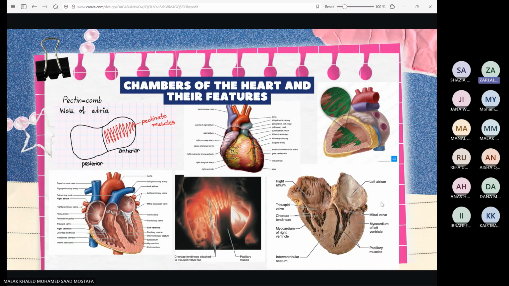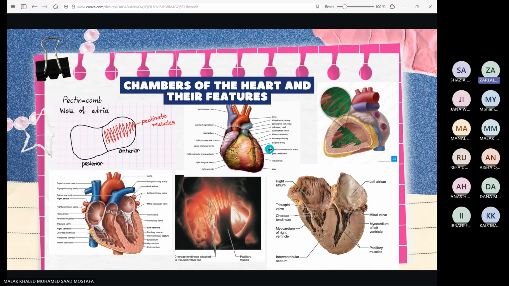This looks a bit chaotic, but we'll start off with the atria. From the outside, the atria have small ear-like structures called auricles. Auricles means little ears. From the inside, the posterior wall of the atria is smooth, but the anterior wall has pectinate muscles. Pectinate means comb, so they're like comb teeth. The posterior and anterior surfaces are separated by this C-shaped structure called the crista terminalis.